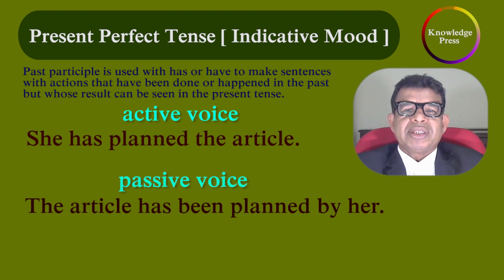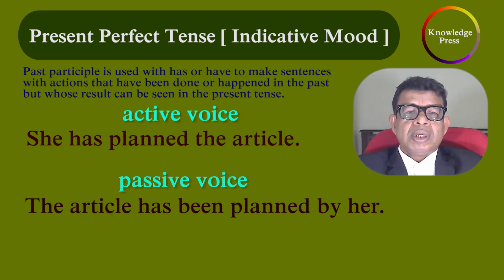Present perfect tense, indicative mood. Past participle is used with has or have to make sentences with actions that have been done or happened in the past but whose result can be seen in the present tense. Now see the first example.